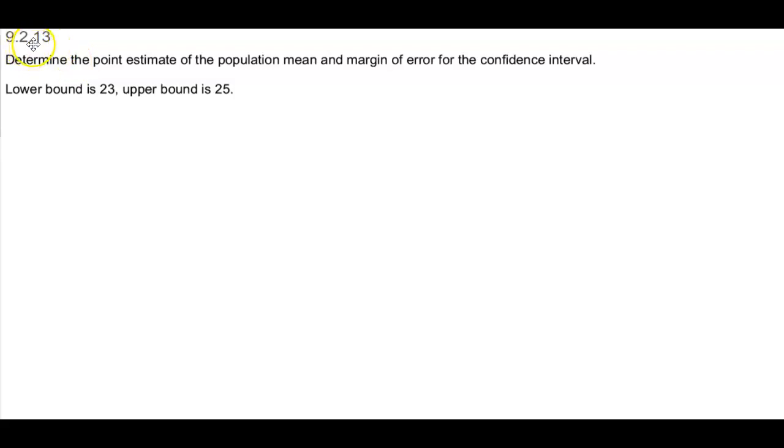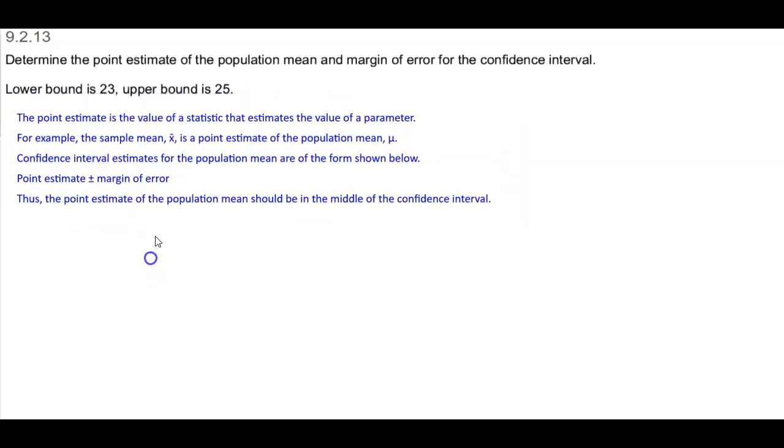Section 9.2.13. Determine the point estimate of the population mean and margin of error for the confidence interval, where the lower bound is 23 and the upper bound is 25. Okay, so the point estimate is the value of a statistic that estimates the value of a parameter. For example, the sample mean, x bar, is a point estimate of the population mean, mu.